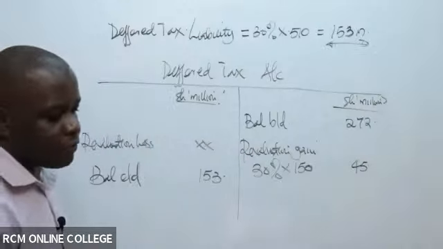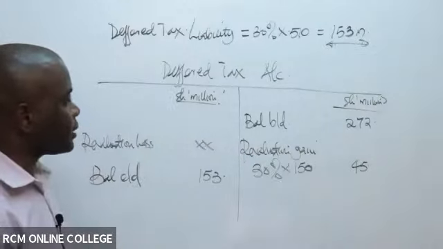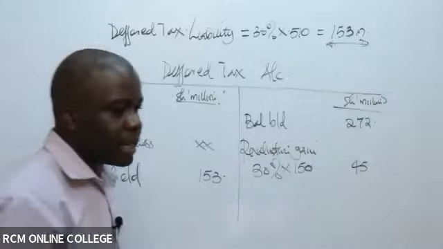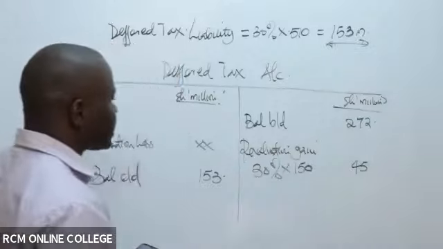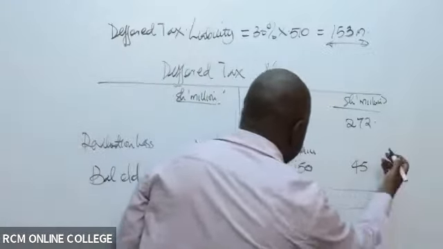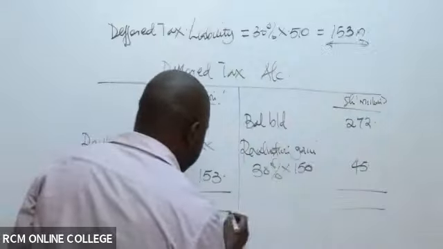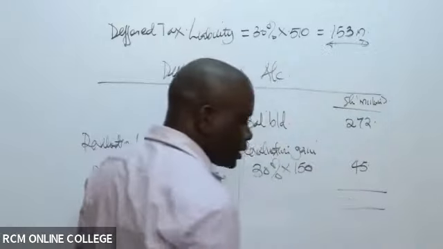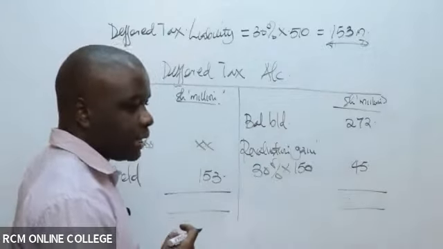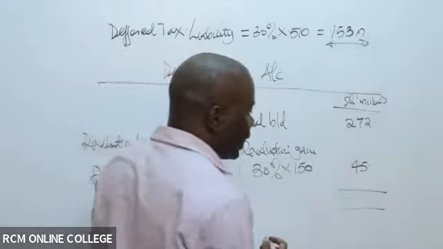So I think all is complete. What we need to do now is balance our deferred tax account. Which side is more? The credit side is more. So what is the total there?